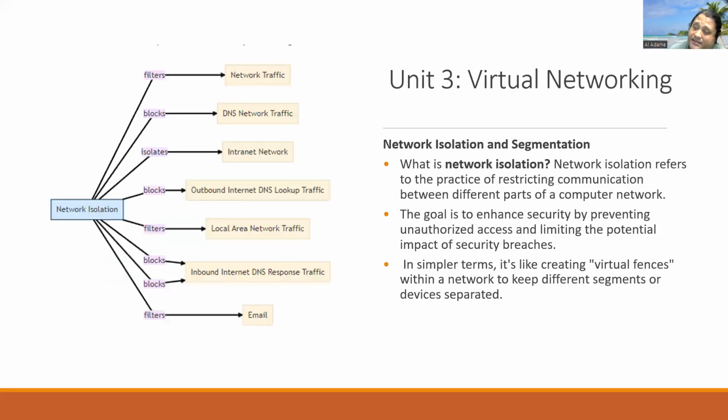So let's talk about isolation and segmentation. What is network isolation? That's what that is over here on the left. That's what the image shows. Network isolation refers to the practice of restricting communication between different parts of a computer network. The goal is to enhance security by preventing unauthorized access and limiting the potential impact of security breaches. In simpler terms, it is like creating virtual fences. So it's making fences around stuff, pretty straightforward, within a network to keep different segments or devices separated.